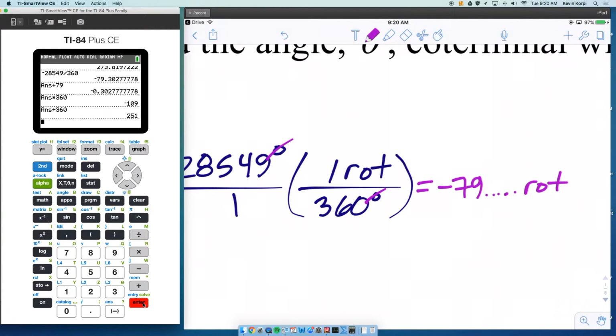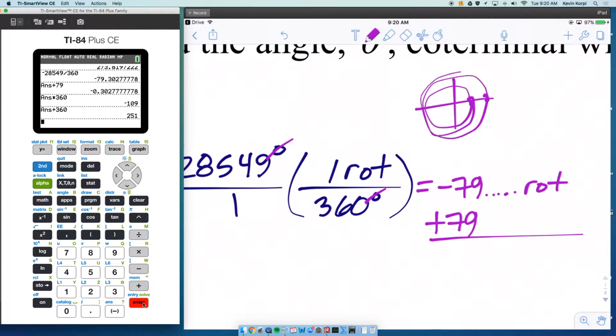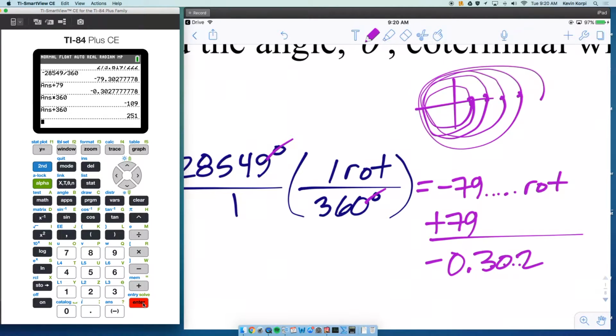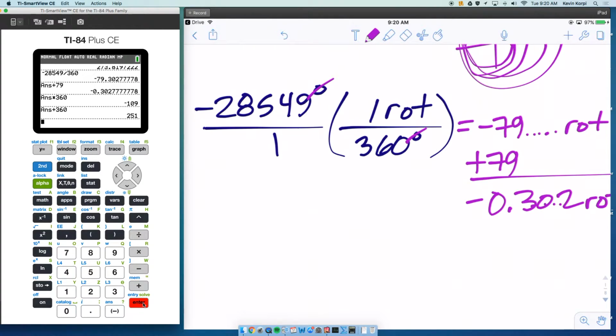Yes? Then I added back the full rotations, because full rotations don't really matter to me, because that just gets us right back to our starting point. I want to know then, when I ultimately stop, without going all the way around, where do I land? So if you add back 79, you get negative 0 point blah, blah, blah, whatever it was, 302. And the units on that are now rotations. So let's come back over here and go negative 0.30277, blah, blah, blah, rotations divided by 1. And I want to convert it back now to what?